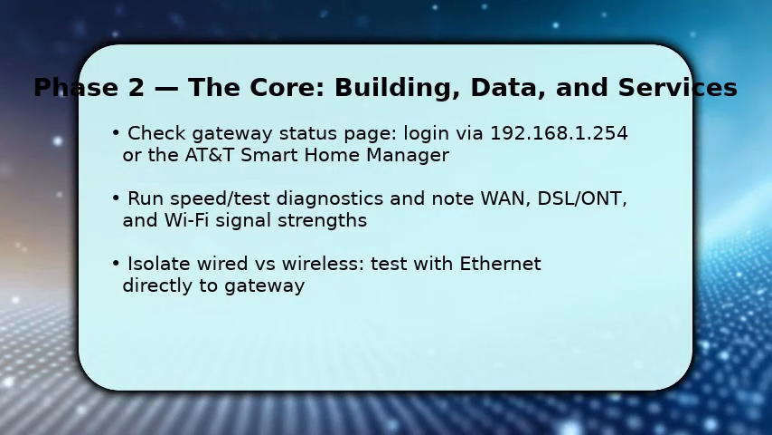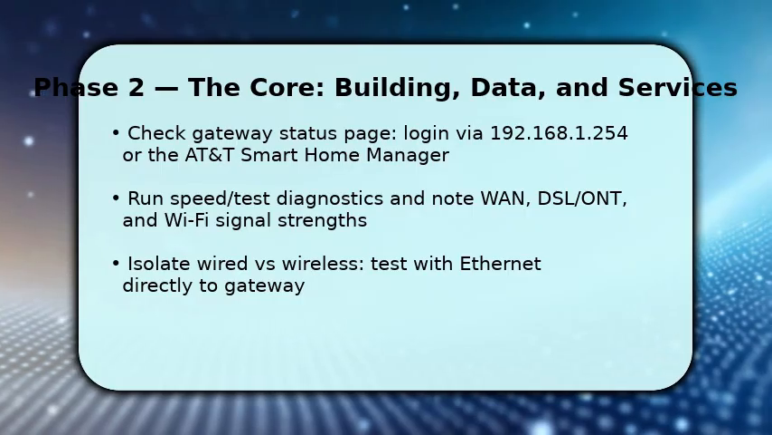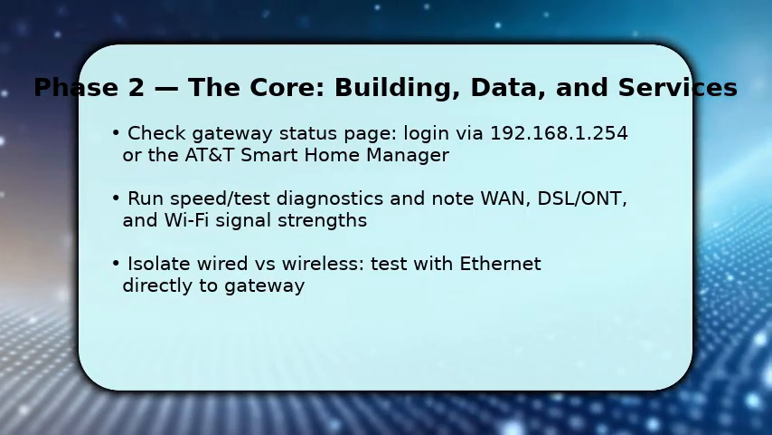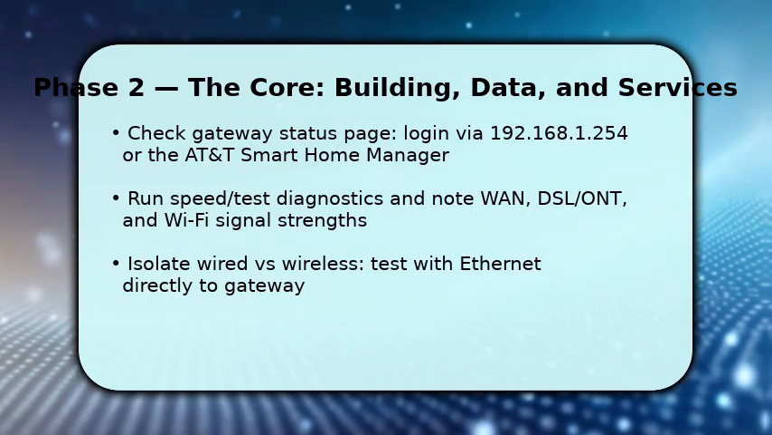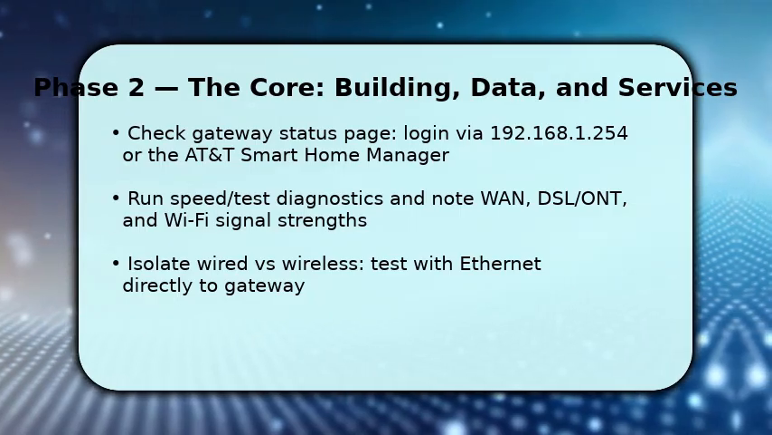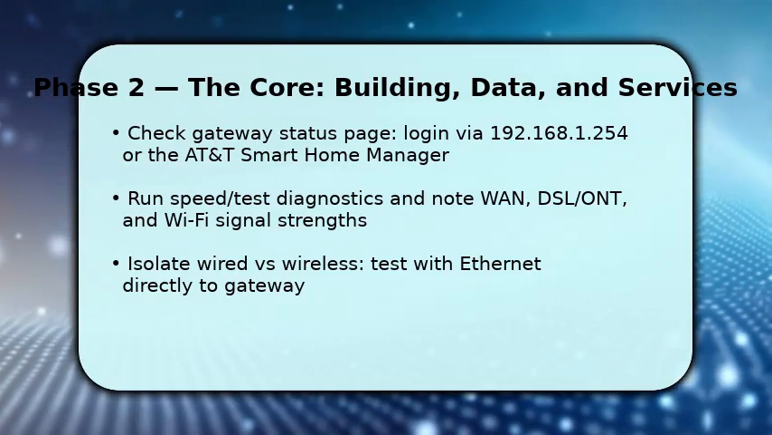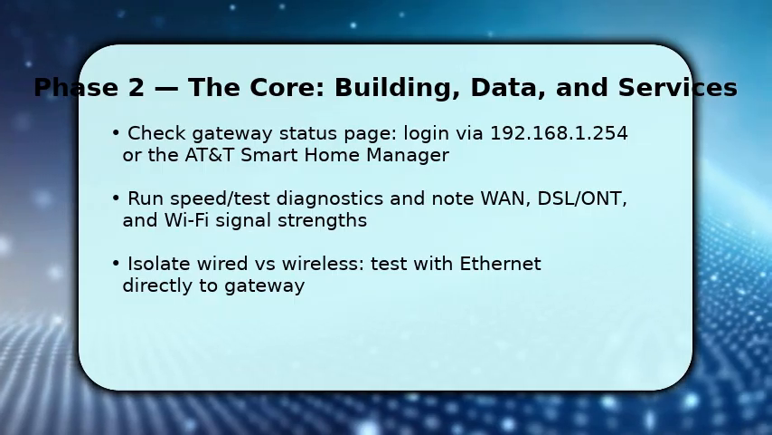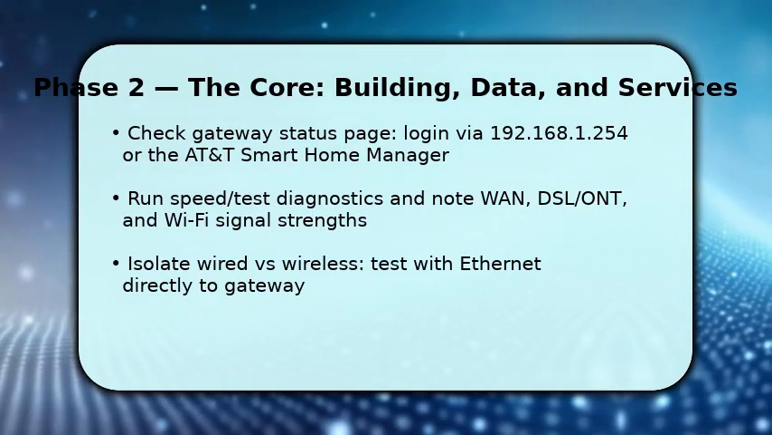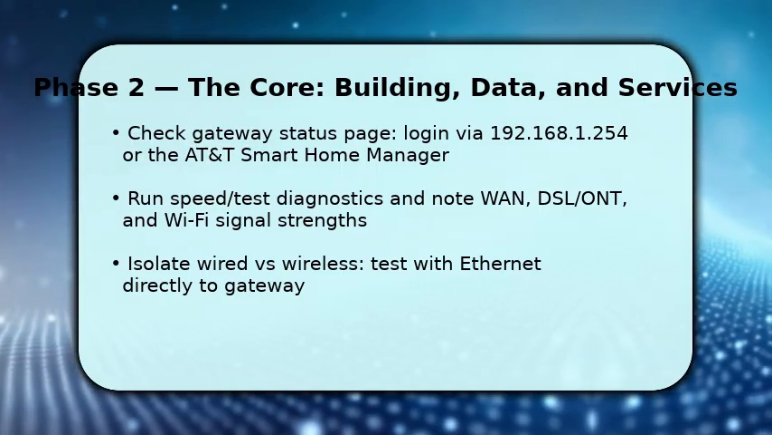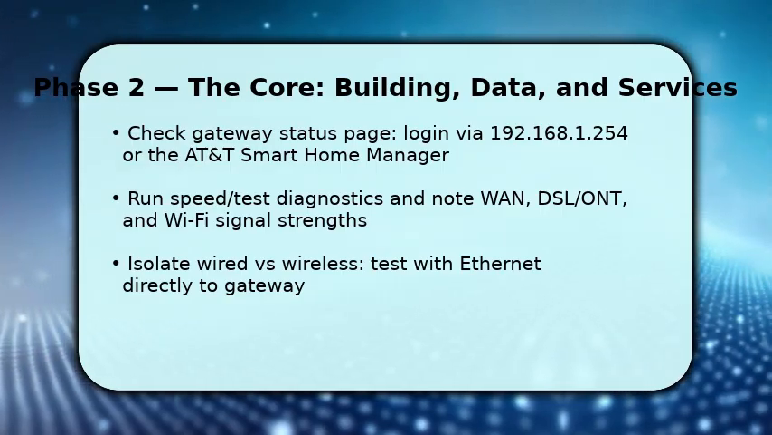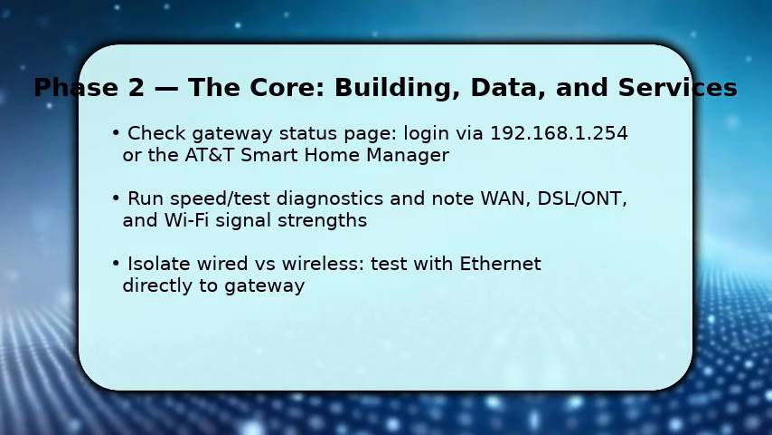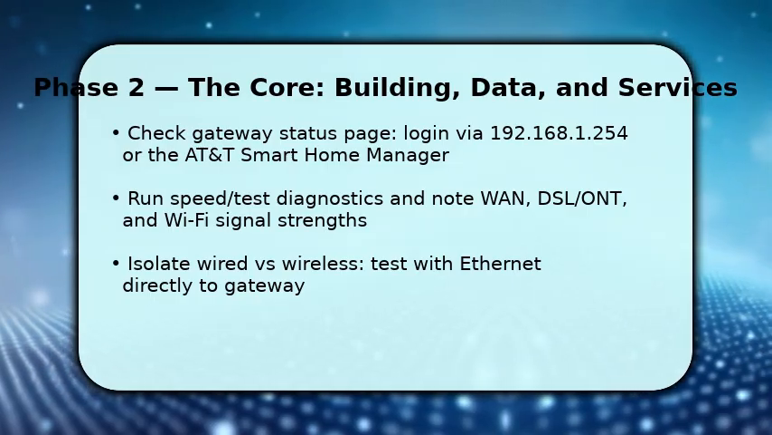You now dive into diagnostics to find the fault domain. Log into the gateway admin page or use the AT&T Smart Home Manager. Read WAN, DSL or ONT status and Wi-Fi signal metrics because they reveal whether the problem is upstream, in the gateway, or with wireless. Run a speed and connectivity test and then plug a laptop directly into the gateway via Ethernet to isolate wired performance.